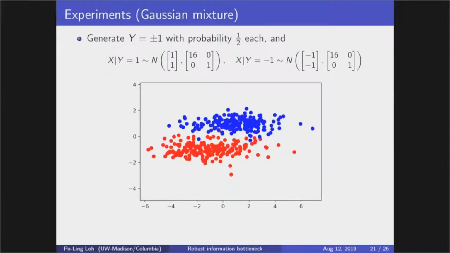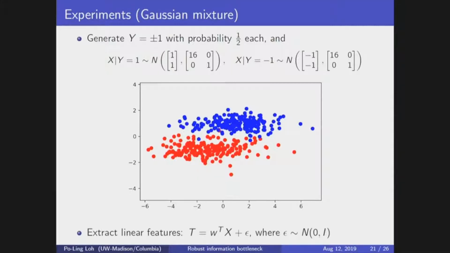OK, so we go back to our Gaussian case. Our Gaussian case said that we have a Gaussian mixture. And we choose our distribution so that one direction has a much higher variance than the other, so we get these fat pancakes. And then we assume that we're extracting linear features. What we want to see is that if our beta parameter, which is telling us how much we care about robustness, is not there, then we end up with the maximum likelihood solution. I mean, that should be true regardless of anything I said about information bottleneck.